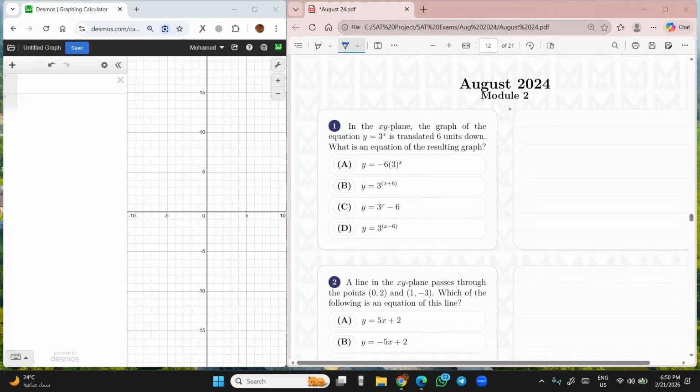And now we start working with module number 2. Question 1. In the xy plane, the graph of the equation y is equal to 3 to the x power is translated 6 units down. What is the equation of the resulting graph?